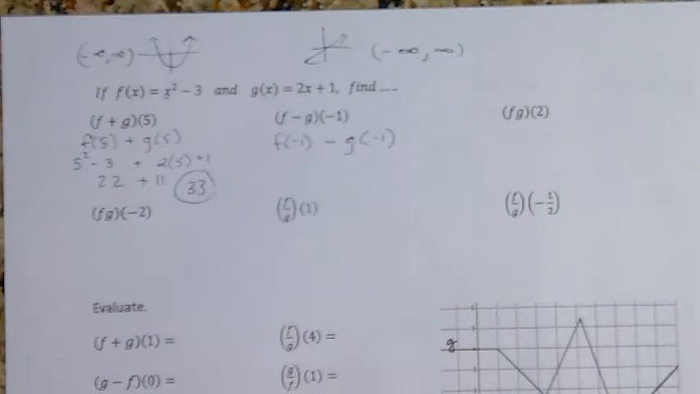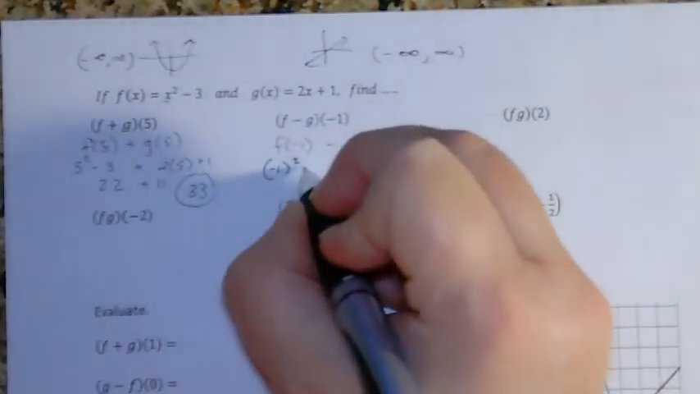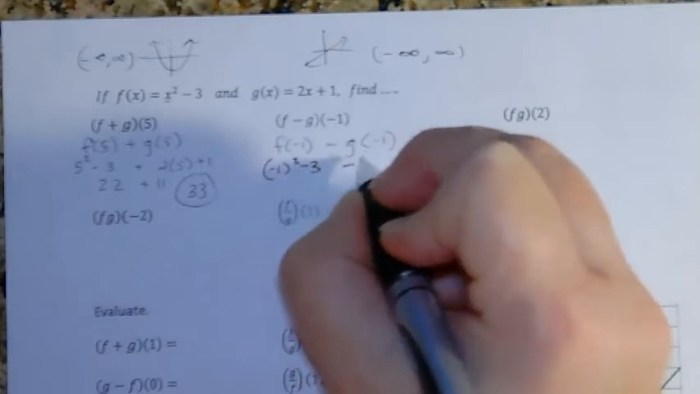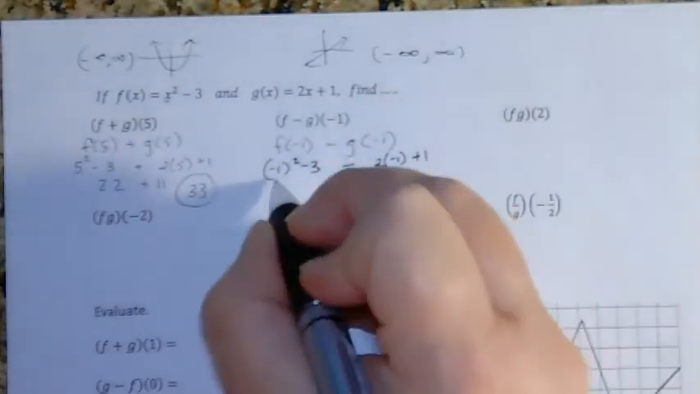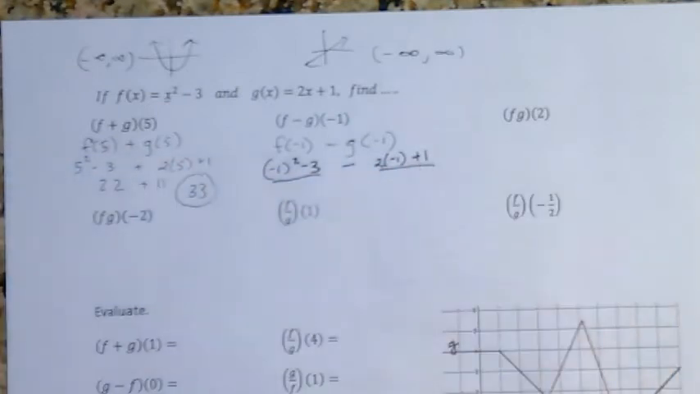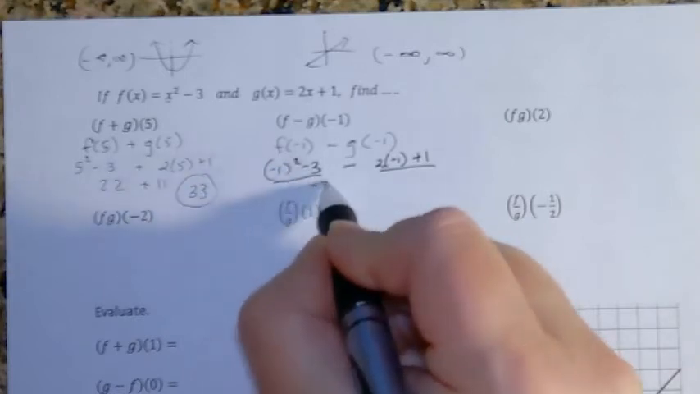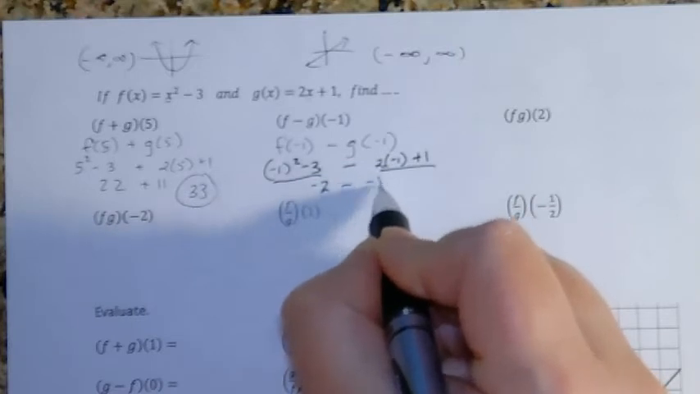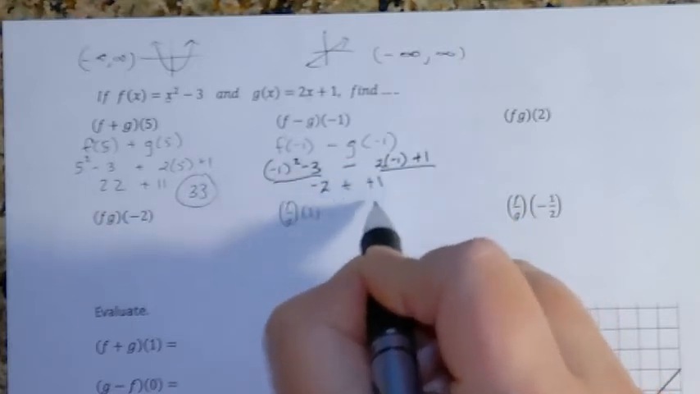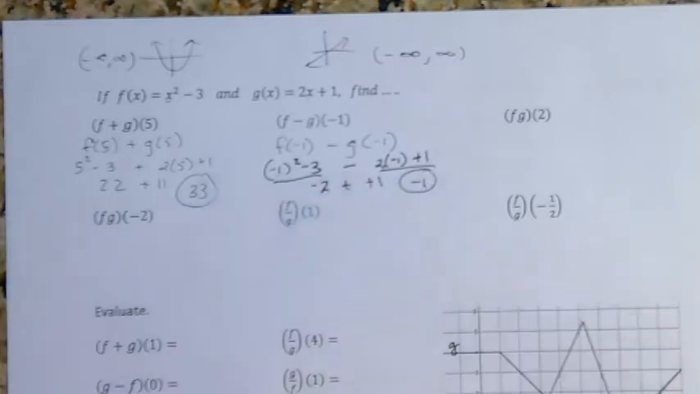So let's go put negative 1 into the f function. So I'm going to have negative 1 squared, subtract 3, and then I'm going to subtract 2 times negative 1 plus 1. So I'm going to subtract those two after I figure out what they are. Negative 1 squared is 1, and 1 minus 3 is negative 2. Negative 2 add 1 is negative 1. So when I subtract a negative, I add a positive, so my answer would be negative 1.